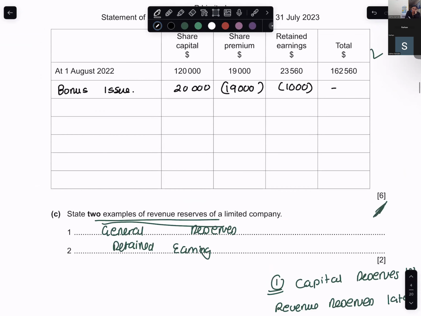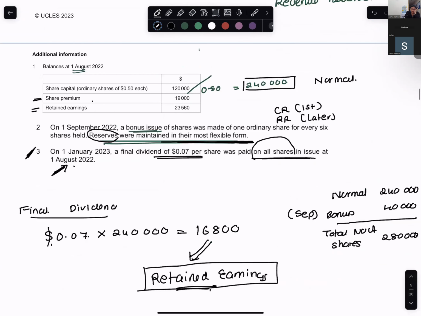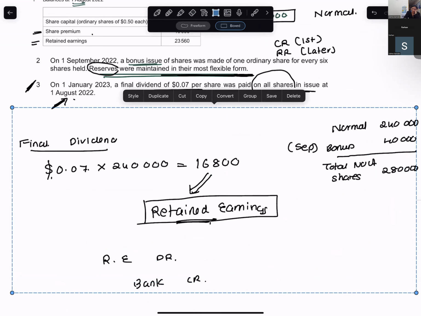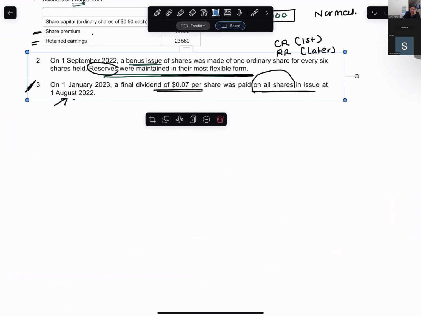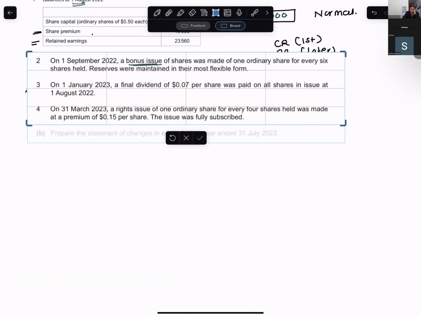So which dividend is this? Final dividend. From where you're going to pay? From retained earnings. 16,800 will go from retained earnings and 16,800 will go from total. Correct? Yes. Now you have the next part. I want you to try the next part yourself and then I will again resume the recording.